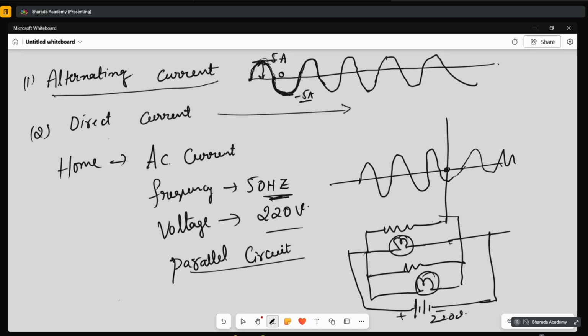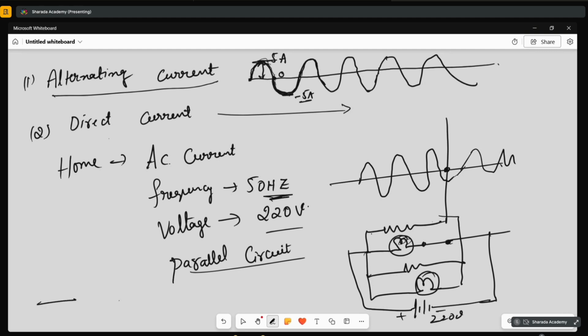So what are the advantages of parallel circuit in the home? Whatever circuit we are using, that is a parallel circuit. So what is the advantage of having that? One advantage is if one bulb blows off, it is an open circuit. Then what happens? But the other circuits can work.